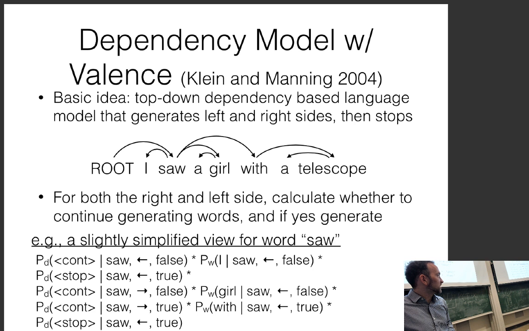Then we move to generating on the right. We generate continue because saw has at least one child on the right. We generate the word girl, which is the child of saw. Then we continue again. We generate the word with, which is another child of saw, and then we do this. The details aren't so important other than the fact that this is essentially a hidden Markov model over trees. It's a very simple model that has strong Markov assumptions, that we're only conditioning on the parent, et cetera.